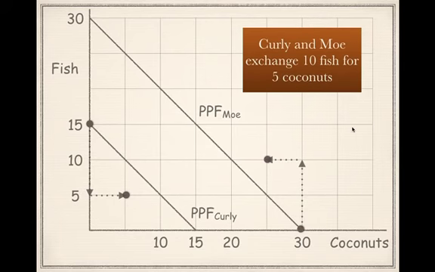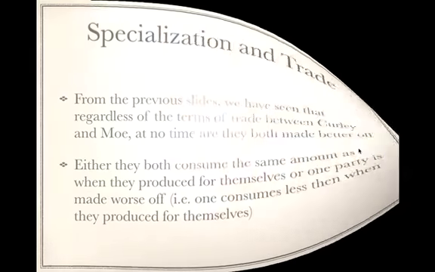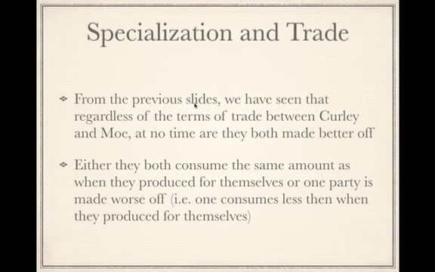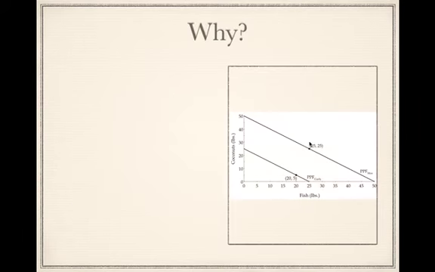Now, what we talked about previously, and also what your text talks about, is how there are gains that could be made from specialization and trade. And I just gave you a scenario where it seems it's impossible for Curly and Mo to benefit from specialization and trade. They're either as well off as they were under autarky, or either Curly or Mo is made worse off. So what is the reason for this?